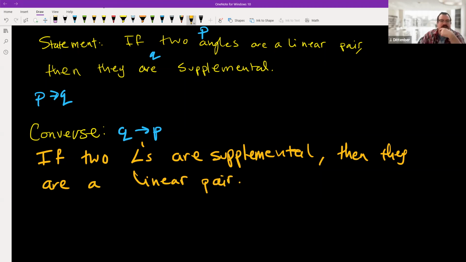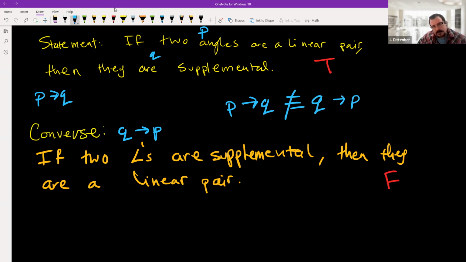This statement was true, right? This statement, on the other hand, is false. Why is it false? Before I move on to tell you why it's false, let me explain what this tells us about the conditional statement and the converse. P implies Q is not logically equivalent to Q implies P.